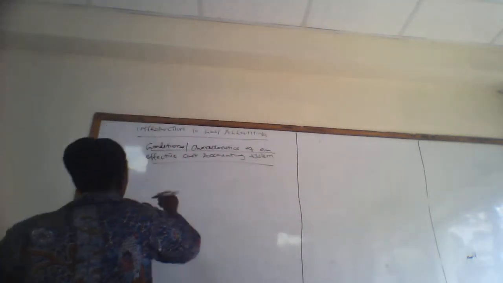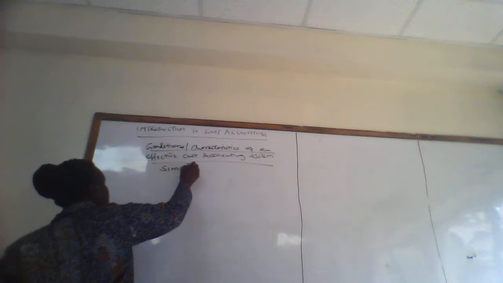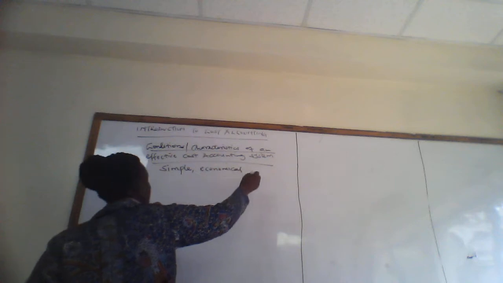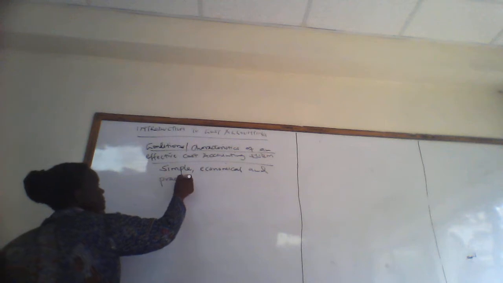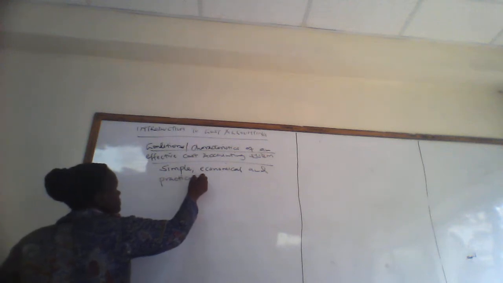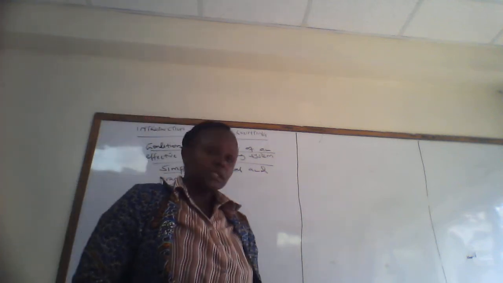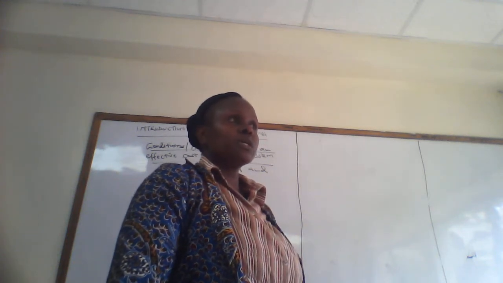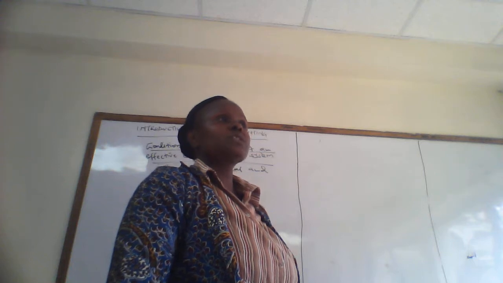So a costing system should be simple, economical, and practicable. When you set up a cost accounting system, make sure it is very simple. It can be well understood by all the personnel in that department. It should not use a lot of money. So it should be economical and also practicable. It can be applicable.